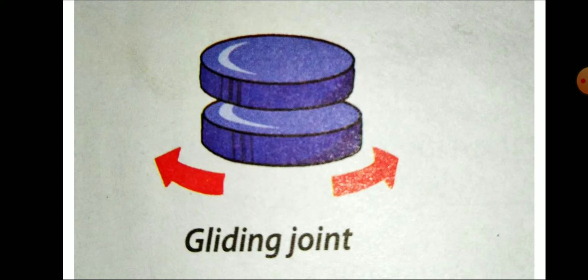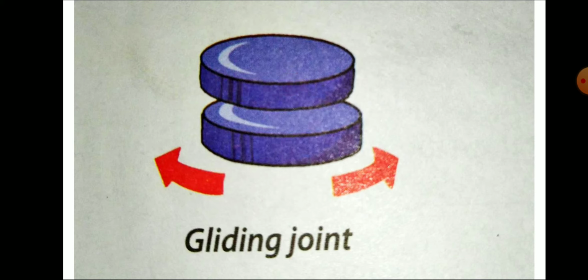Children, hold your foot and try to move it to the left and right, as well as up and down. This is possible as a gliding joint is there in the leg. See in the figure, gliding joint: one disc is on the other disc. You can move the upper disc whichever way you like, left and right, up and down. This joint is known as a gliding joint.